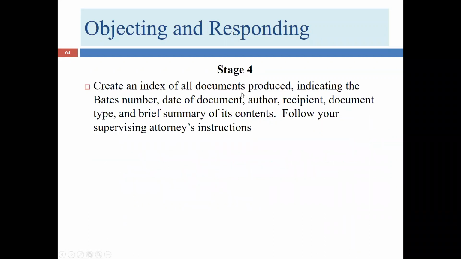You're going to have an index of all the documents produced, including the Bates numbering, the date of the document, all that information that we have on the privilege log, but that would be for all the documents that are produced as well. Again, the format of this might vary from firm to firm. So now earlier, I guess about a month ago, you made a request for production. The other side has been working fast and furious for the last month on getting you those documents, and you've finally gotten the stuff from the other side.